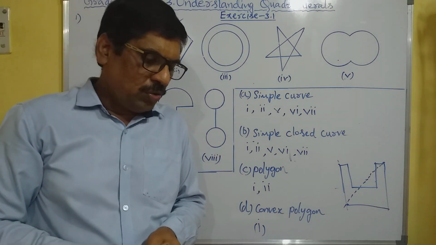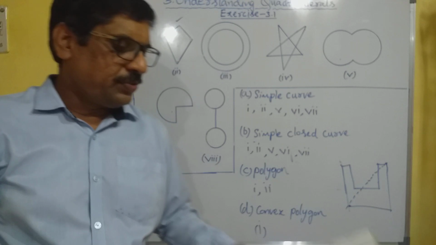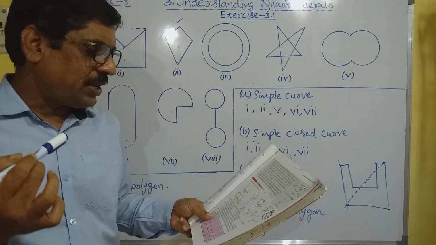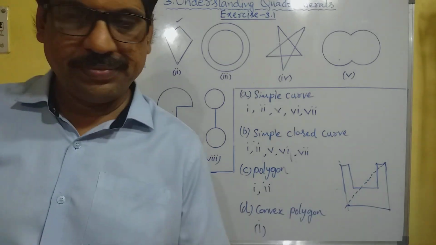Okay. So we have completed the first problem. Let us continue with the second problem. What is that? How many diagonals does each of the following have? Okay. Let us continue.